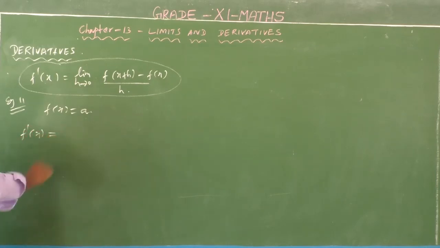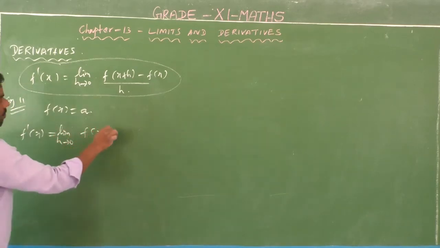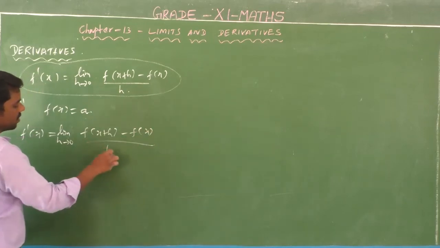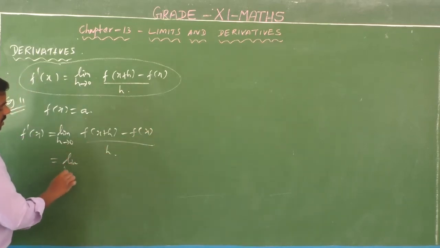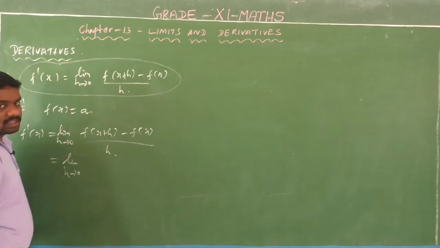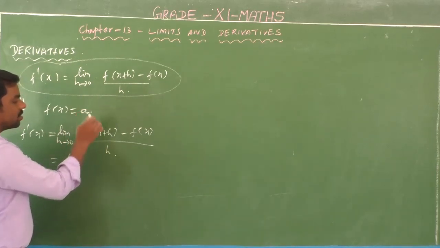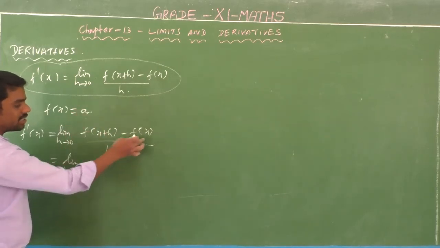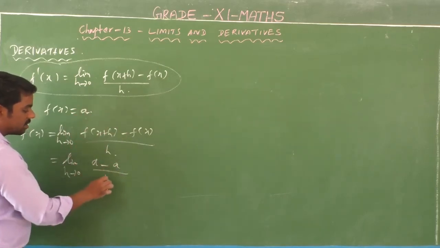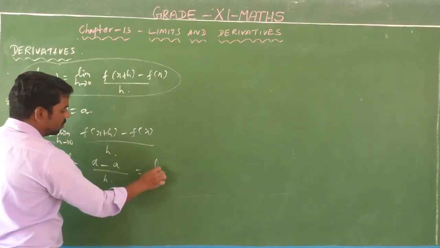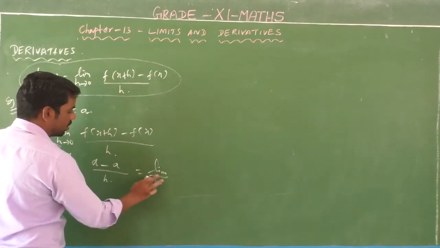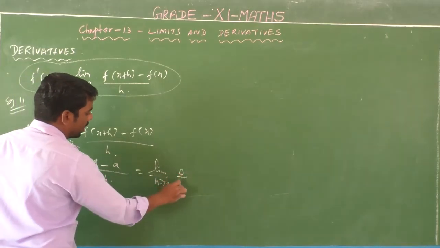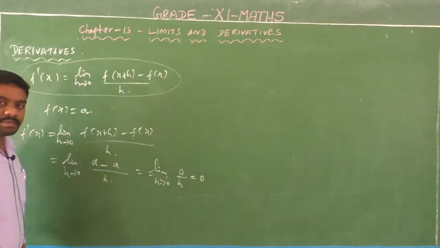f dash of x is equal to limit h tends to 0 of f of x plus h minus f of x divided by h. Here a is a fixed real number, so f of x plus h is also a, and f of x is also a. So a minus a divided by h. a minus a is equal to 0, and 0 divided by h is equal to 0. So apply this limit, the answer is 0, always 0.